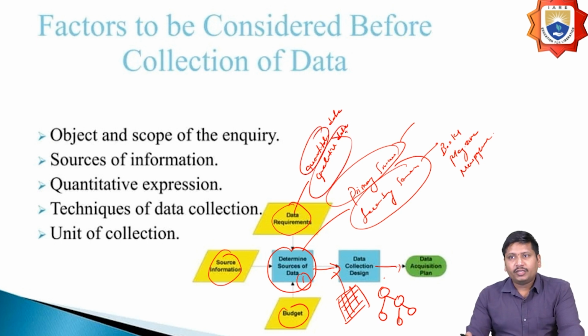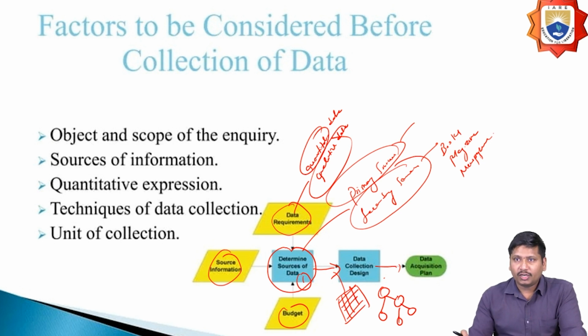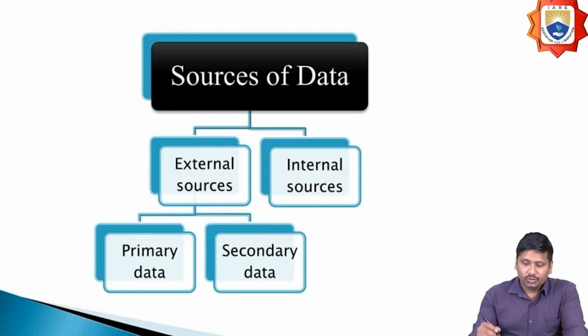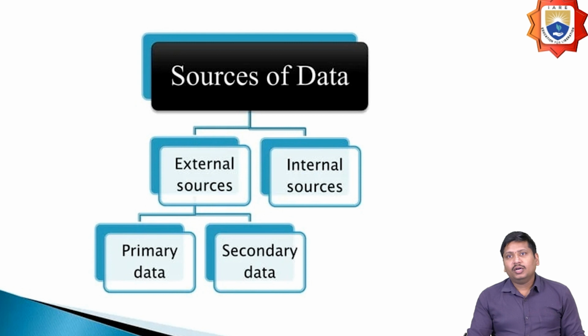And so the techniques should also be considered for the data collection, and the event of collection should also be there. So the sources of data should be classified into different types like external sources and internal sources. And again, these external sources will be classified into different types like primary data and secondary data. So the sources of the data we took should be two types, internal and external.